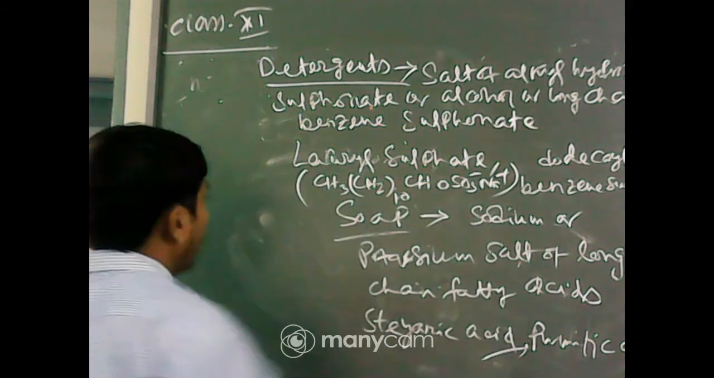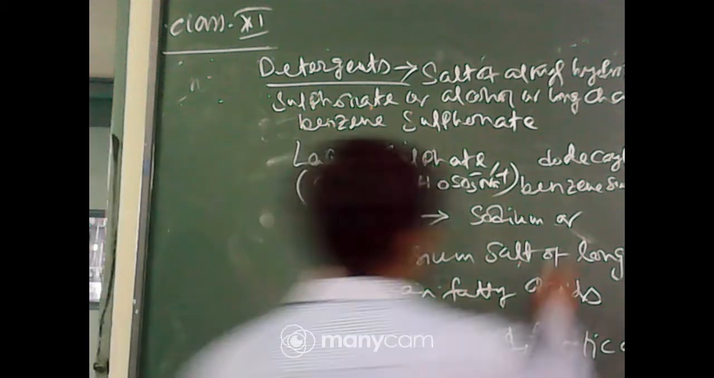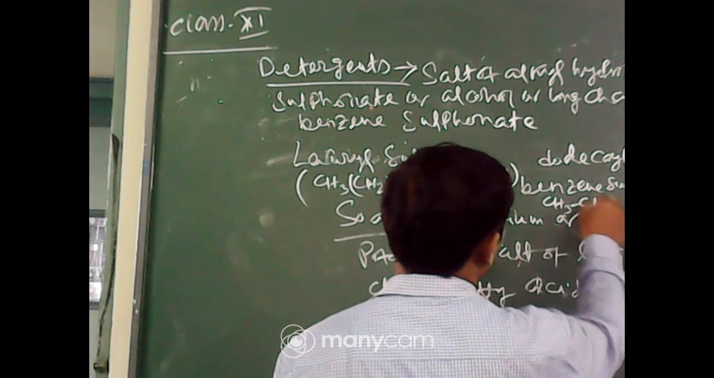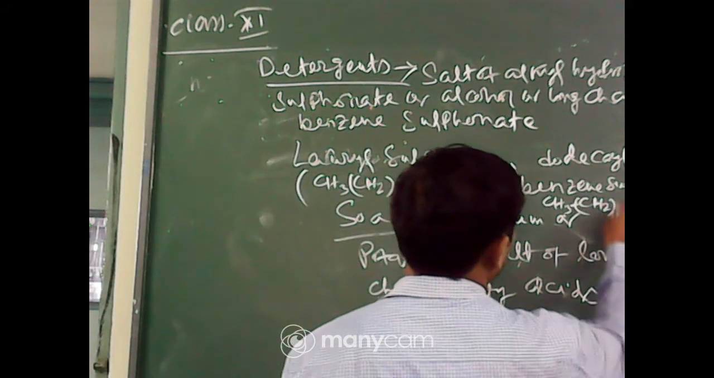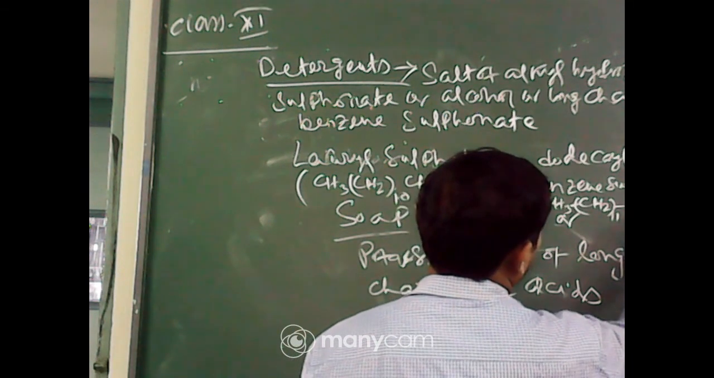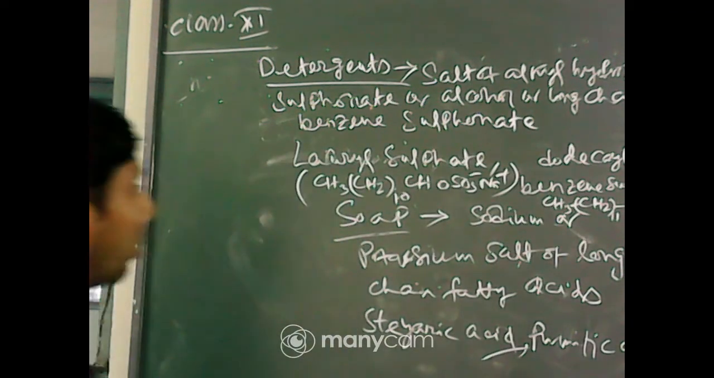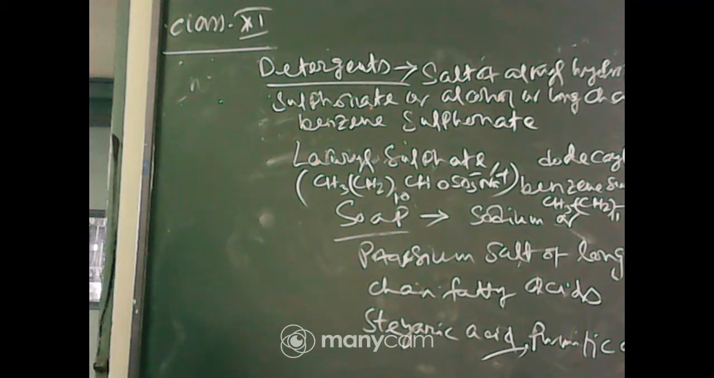This is the formula of sodium lauryl sulfate, SO3Na. This is the formula for sodium dodecyl benzene sulfonate. Okay. So, this is soap.